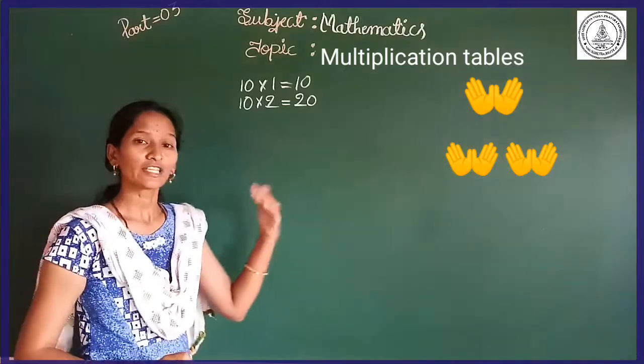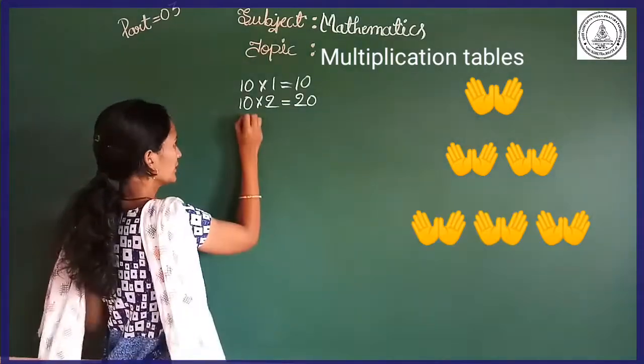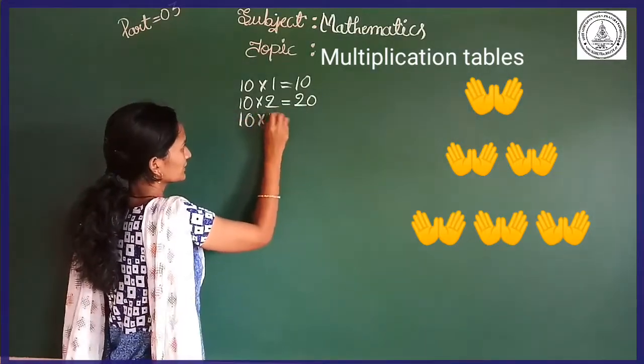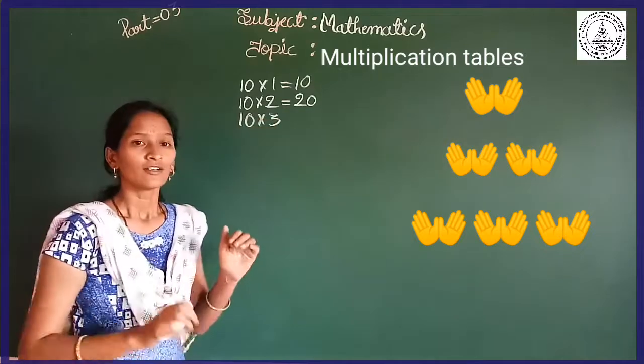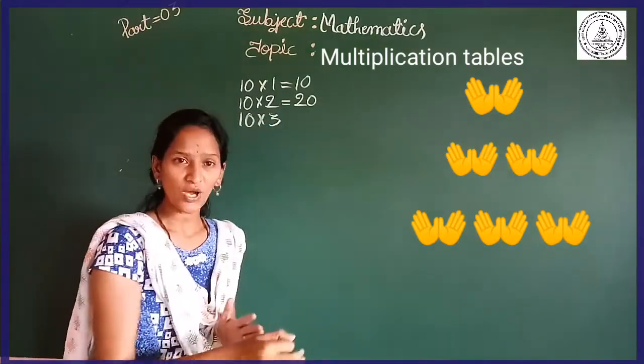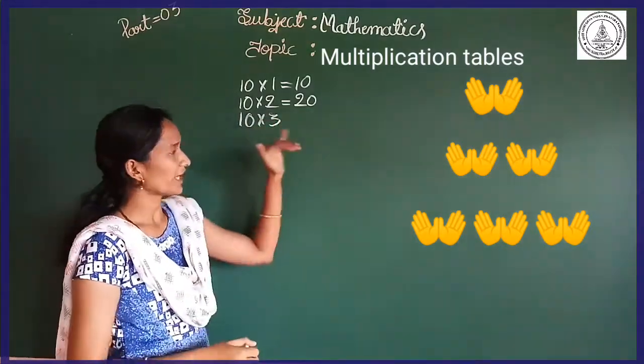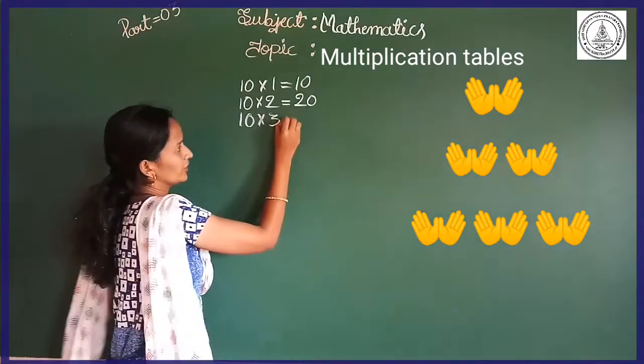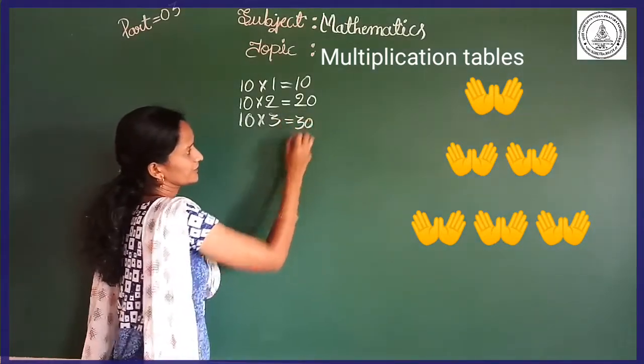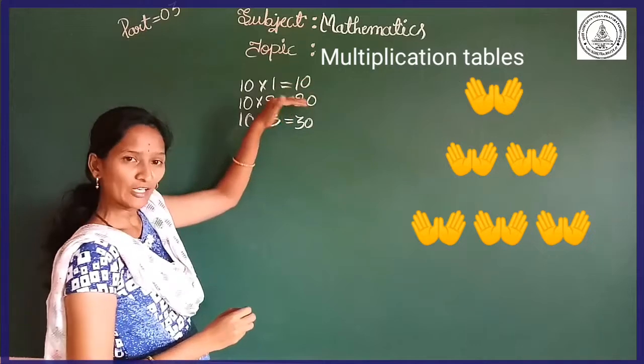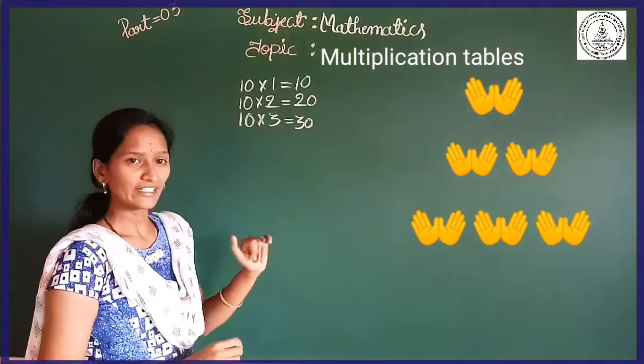Next, for three boys. Okay, the number of boys is 3. Now for 3 boys it is increased by 10, so it is 30. See here, the same value increases by 10 here.